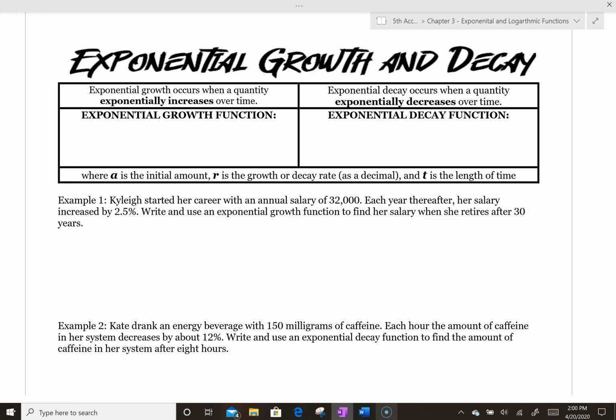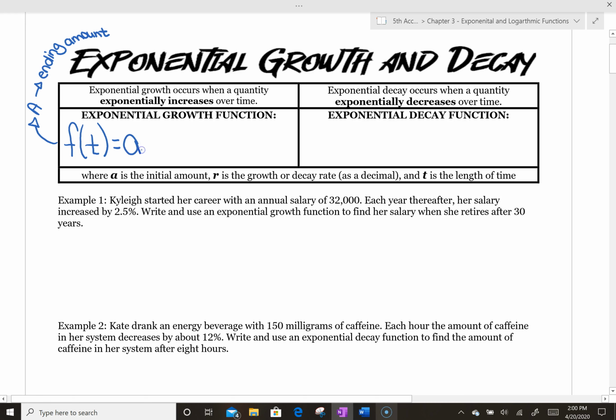Basically, if it's growing, it's going to be a plus sign. If it's decaying, it's going to be a minus sign. So you're going to have f of t. Okay, and later on, we're actually just going to change and use a capital A, and this basically just means your ending amount. Like, basically, what are you going to have at the very end when it's all said and done, okay?